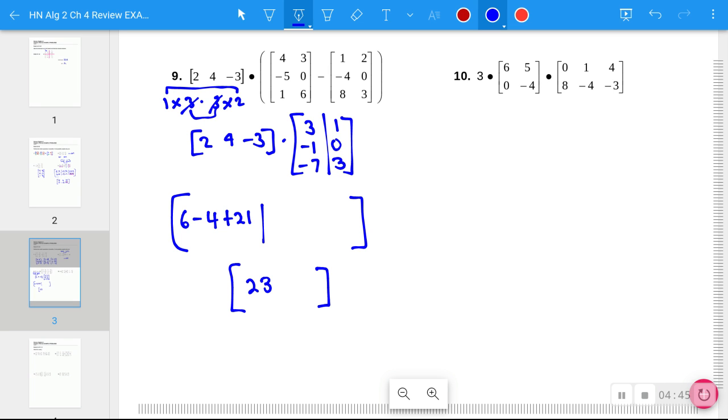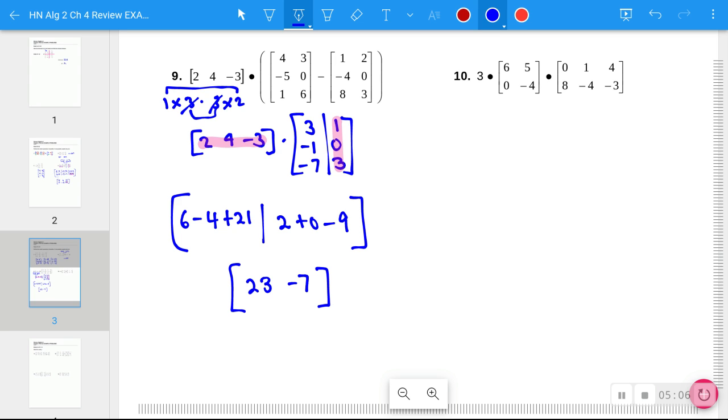All right, now let's do the other side. And for the other side, you're going to use the only row and the right-hand column. And the first pair of numbers, 2 times 1 would be 2. 4 times 0 is 0. And negative 3 times positive 3 is negative 9. So the answer is 23, -7 in that format.